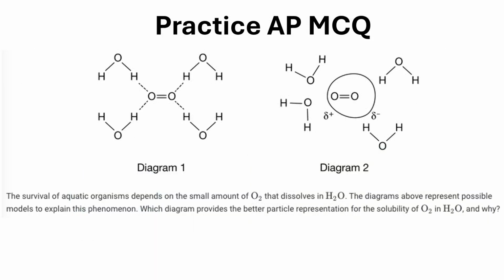So this one says, the survival of aquatic organisms depends on the small amount of oxygen that dissolves in water. The diagram above represents possible models to explain this phenomenon. Which diagram provides the better particle representation for the solubility of oxygen in water, and why? So, Andy, what is the polarity of the water?